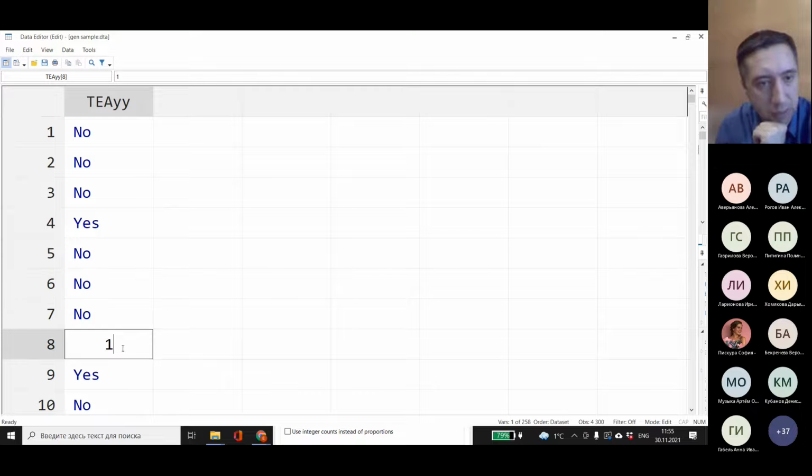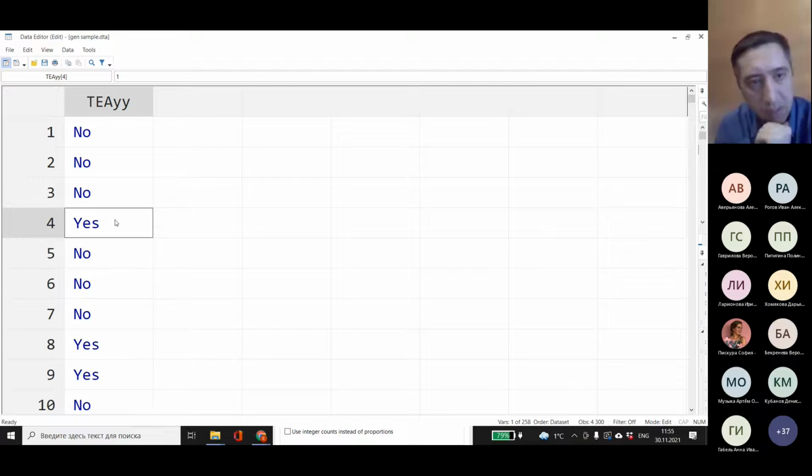Here it is 0, here it is 1, and so on. What does that mean? It means that when we create a binary variable, first we create a set of zeros and ones. Once we create a set of zeros and ones, we assign labels to these numbers. We tell Stata, well, 0 means no, 1 means yes.